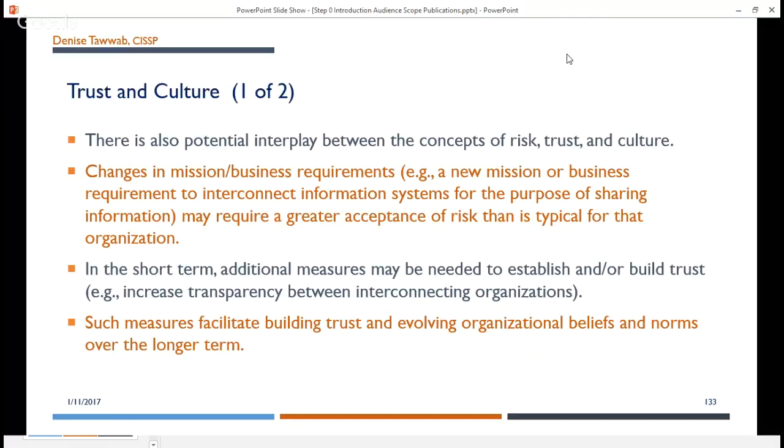Changes in business requirements may require a greater acceptance of risk than is typical for that organization. In the short term, additional measures may be needed to establish and/or build trust, for example, increased transparency between interconnecting organizations. Such measures facilitate building trust and evolving organizational beliefs and norms over the long term.